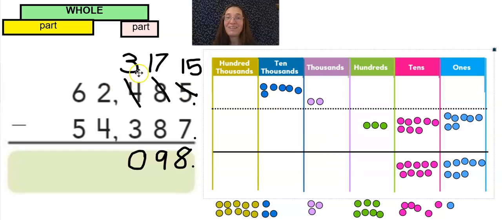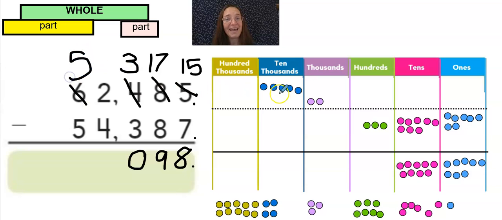Time to move on to our next greatest place of value, the thousands. We have 2, but we're supposed to give someone 4. Do I have enough to do that? Not in positive numbers. I can't do 2 minus 4 in positive numbers, so I'm going to do some regrouping. I'm going to take away one of my 10,000s, and of course, on my paper, I will cross out that 6 and replace it with a 5, because that's how many I have now.